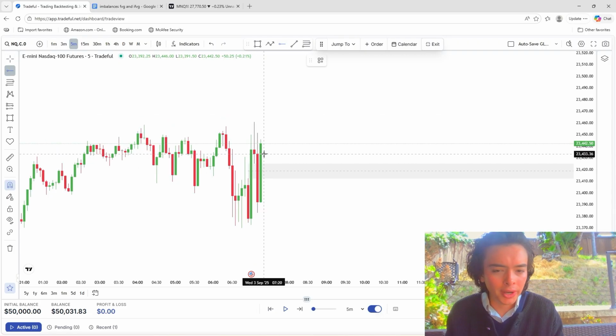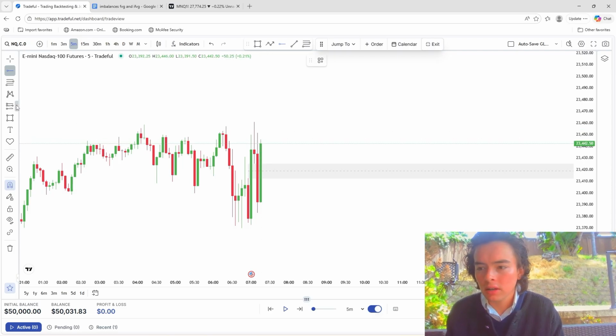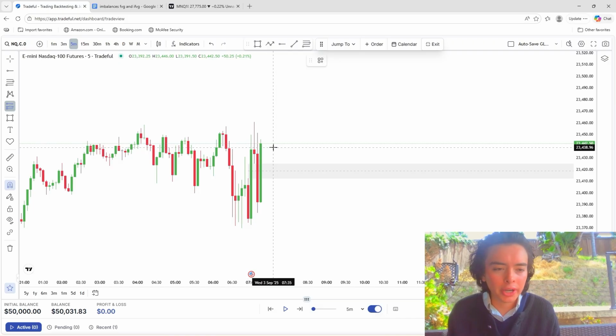Obviously, a continuation is a rebalance into this gap, which is what we got right here, and then a rejection off of this gap, which is kind of what we're getting right here, right? So in my opinion, again, I don't trade my imbalance or my continuation models like this. I have more confluences to this, but those confluences will be in later videos.